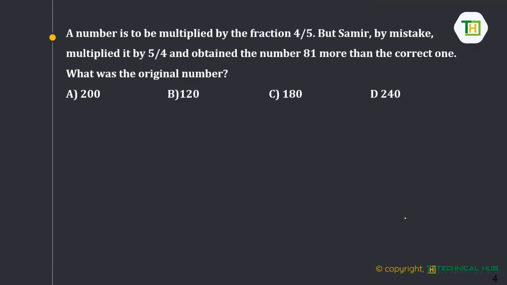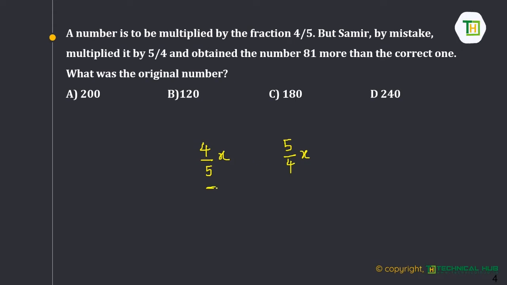Coming to the next one, read the question carefully here. A number is to be multiplied by the fraction 4 by 5, but Samir by mistake multiplied it by 5 by 4 and obtained a number 81 more than the correct one. So actually he has to multiply the number with 4 by 5. If I take that number as x, it is 4 by 5 into x. But instead, he multiplied that number with 5 by 4. So now 5 by 4 into x is 81 more than the correct one.